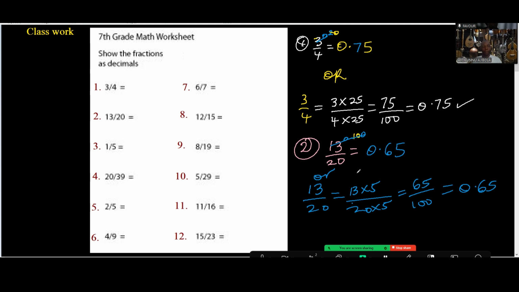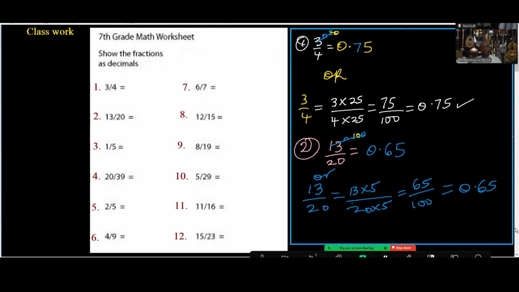So using any of the methods, either method 1 or method 2, you can try to do the rest, okay? So copy out the examples, then you do the remaining as classwork.